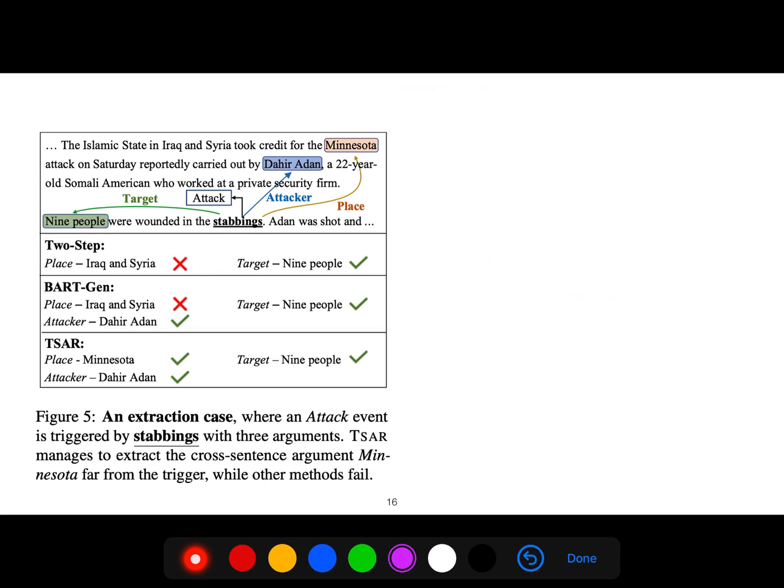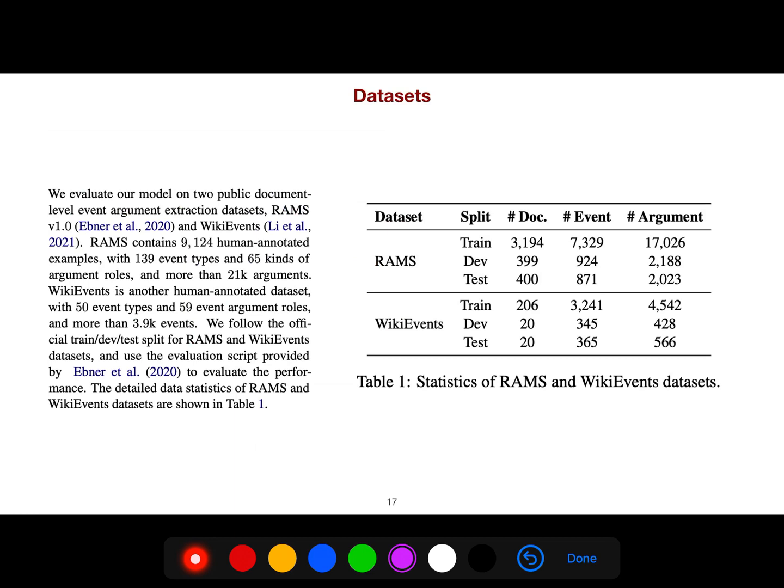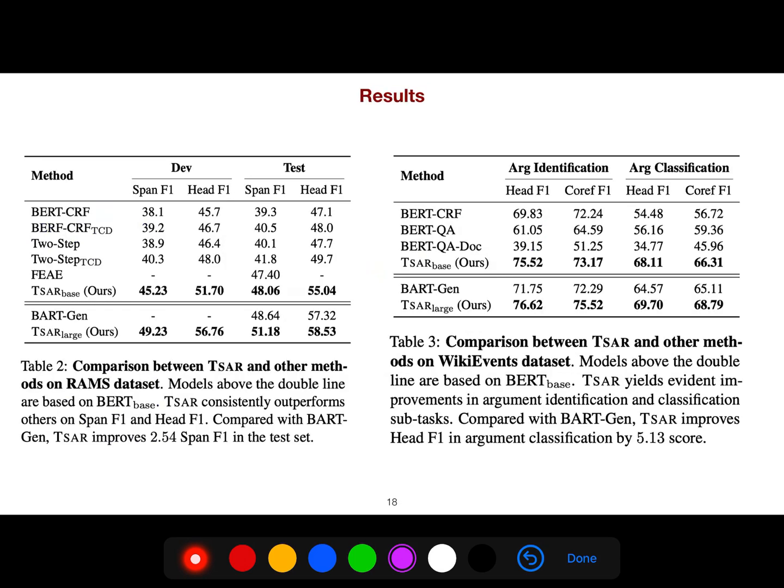And so this is an extraction case. First, it's a two-step process. You see the trigger, you see the argument roles. And this is the data set that, because it is at the document level, not sentence level, we use. This data set has about 3,000 documents, 7,000 events, and 17,000 arguments.